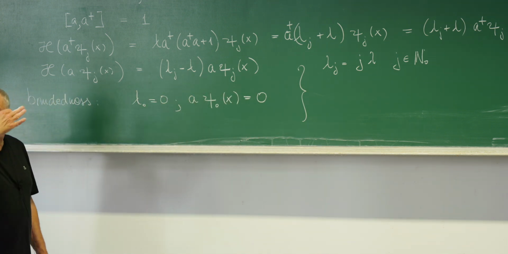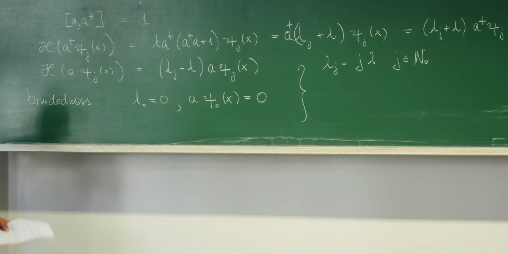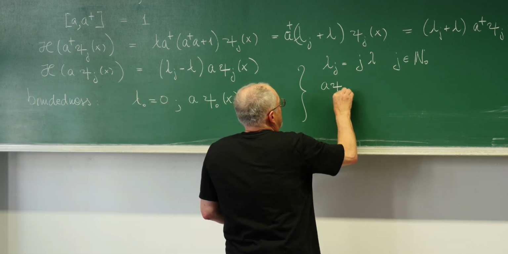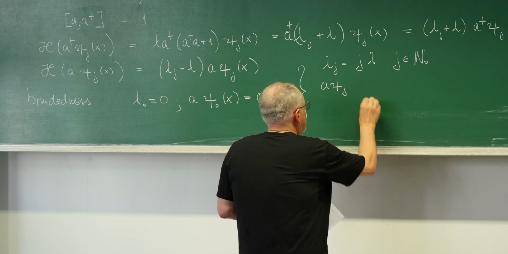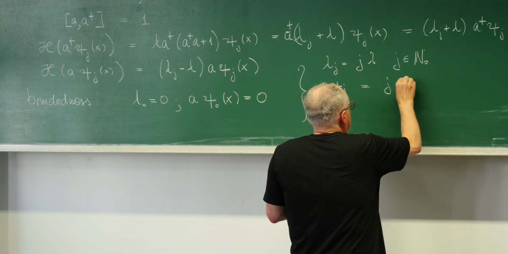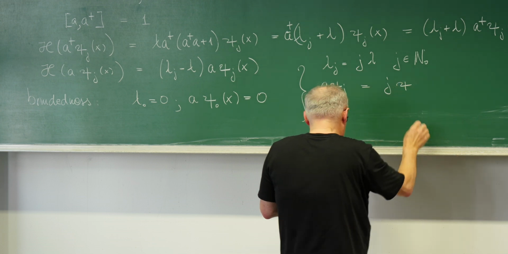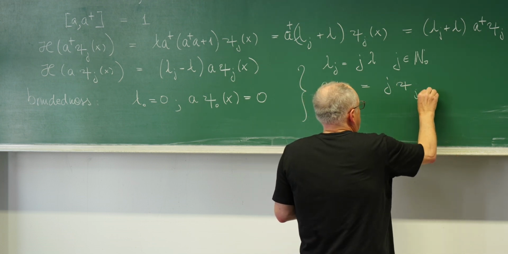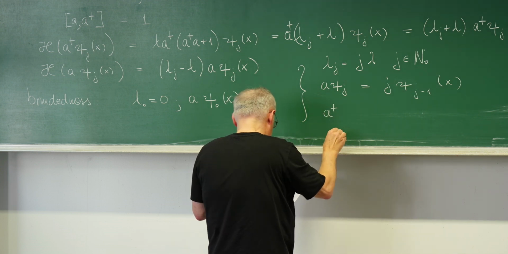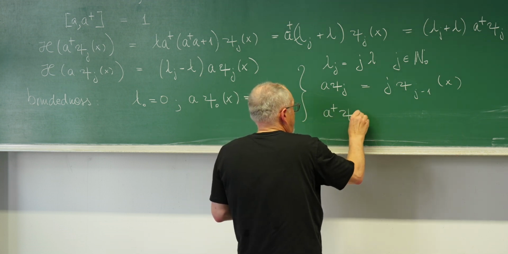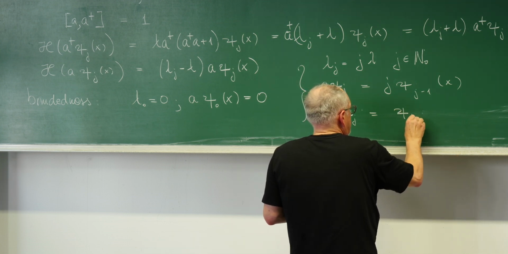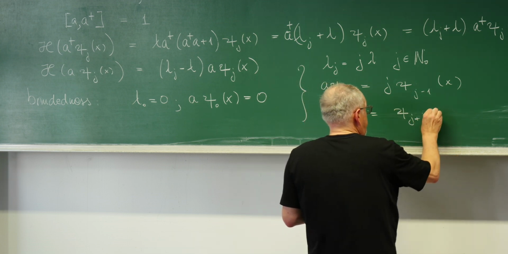So you have a discrete spectrum starting at 0, and our operators: a psi_j is really just psi_(j-1) of x, and a dagger psi_j is psi_(j+1).